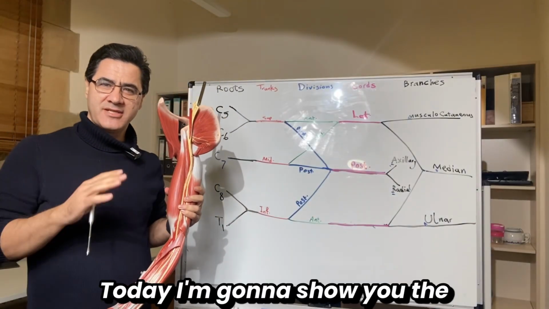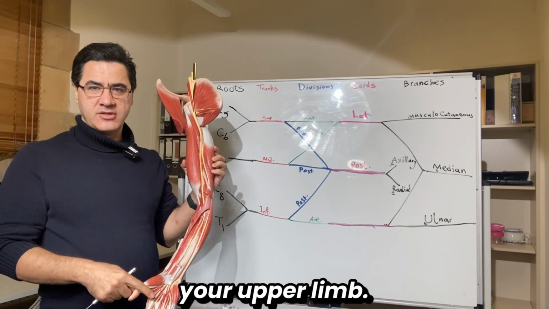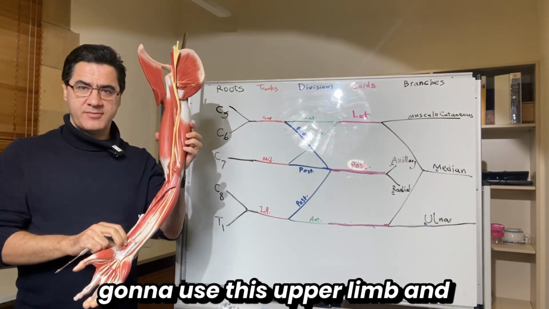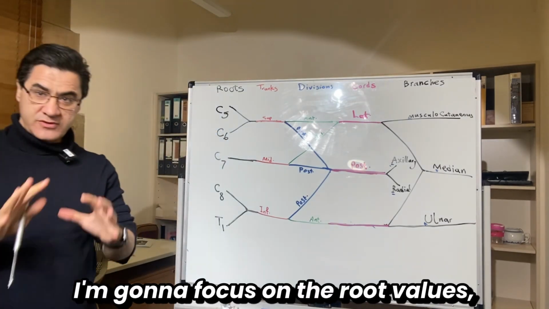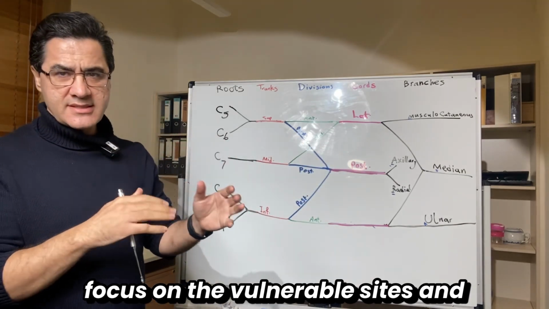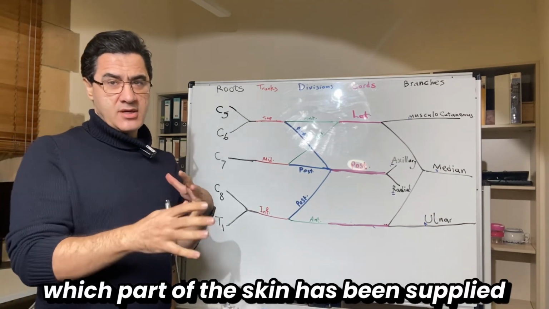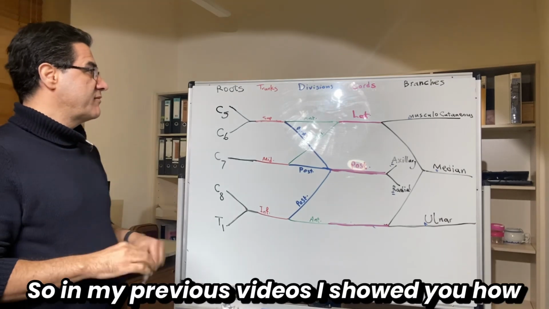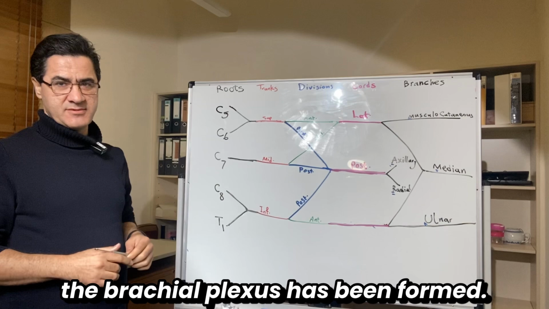Hi guys, today I'm gonna show you the course of the ulnar nerve in the upper limb. I'm gonna use this drawing and this upper limb, and I'm gonna focus on the root values, the vulnerable sites and the course, and which muscles and which part of the skin are supplied by the ulnar nerve. So in my previous videos, I showed you how the brachial plexus is formed.